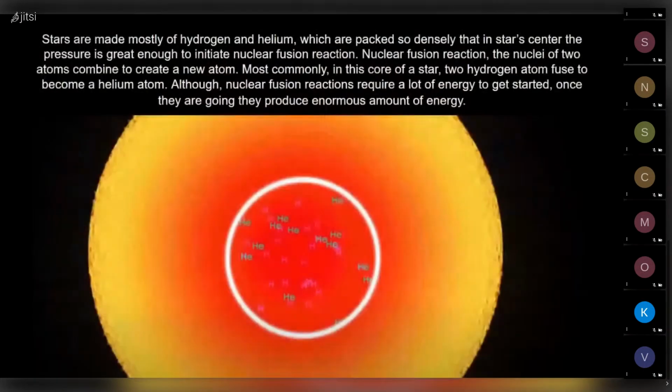Most commonly in the core of a star, two hydrogen atoms fuse to become a helium atom. Although nuclear fusion reactions require a lot of energy to get started, once they get going, they produce an enormous amount of energy. The inside of a star is hot and dense, and all of these hydrogen atoms keep bumping together and fuse to form helium. The sun's been doing this for nearly 5 billion years. Eventually, the hydrogen in the center of the star runs low, and we have mostly a lot of helium jostling together instead. Sagar, the next slide.